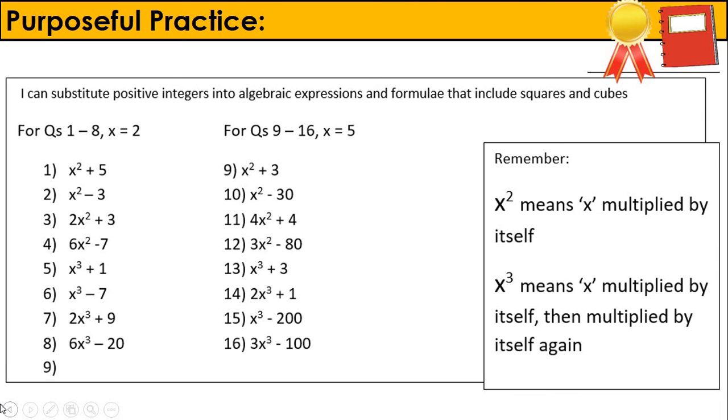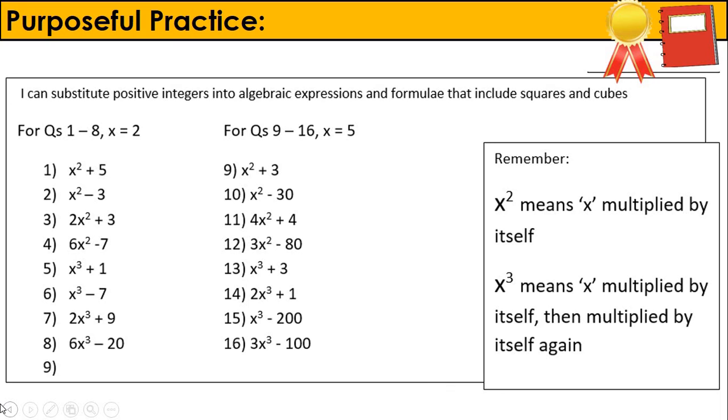Okay, this time we're going with the same sort of idea. We're going to substitute positive integers into these expressions, but this time we've made them a little bit more complicated, where we've put indices in, we've put some powers. So again, on the right hand side, there's a little bit of a clue there. X squared means x multiplied by itself. X cubed, x multiplied by itself, then itself again.